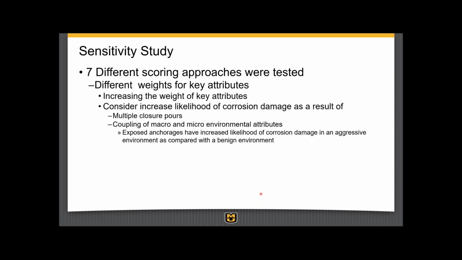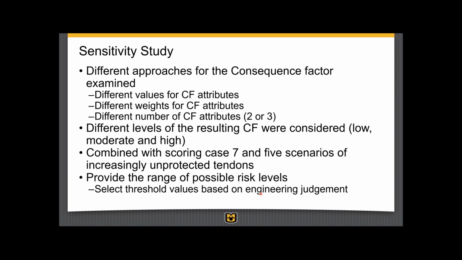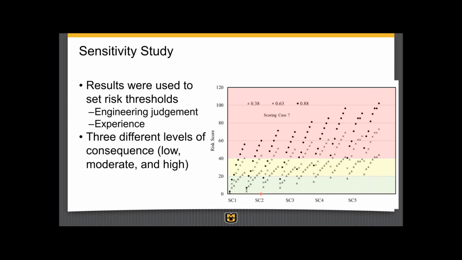We also looked at different scoring approaches: how do these agree with our engineering judgment of what they ought to be, in order to calibrate that and maybe adjust some scores. Overall, about 500 different cases were looked at and scored with different values, and that was used to determine an optimum scoring case, and also to set where the different risk levels would be.